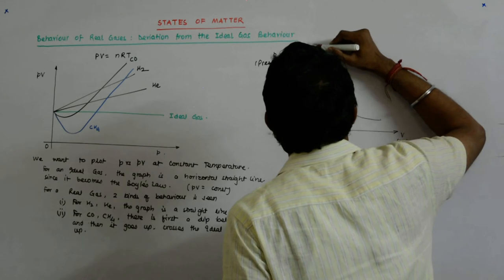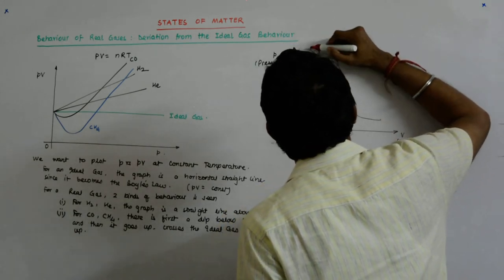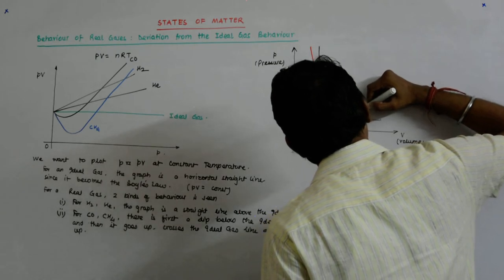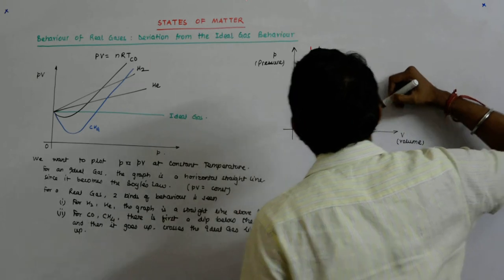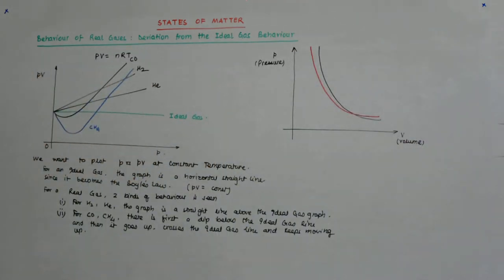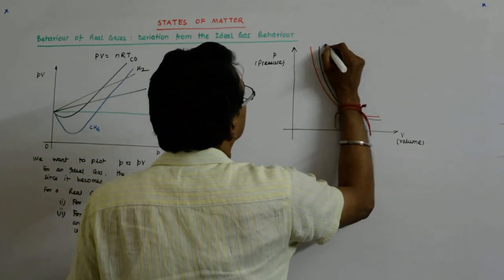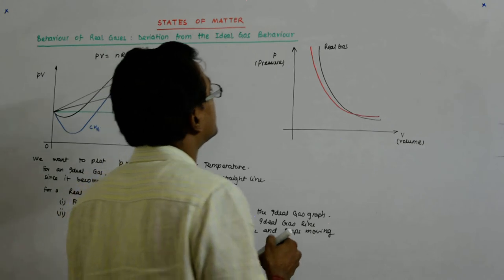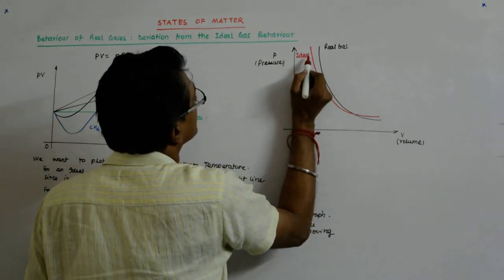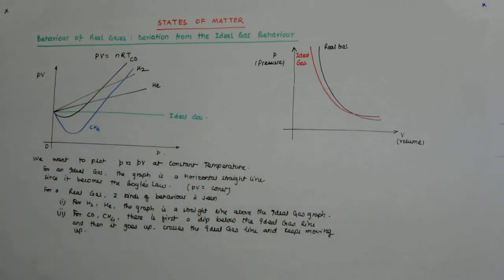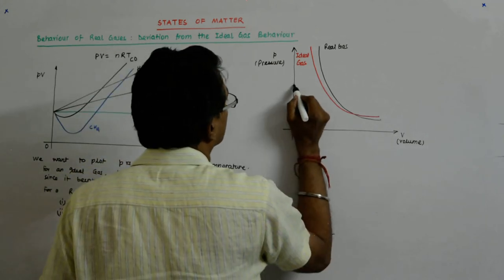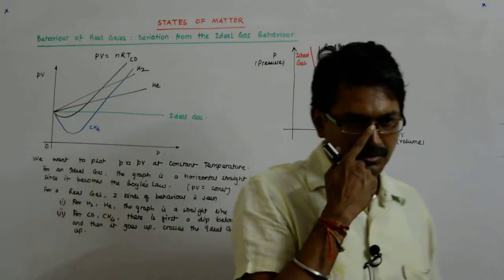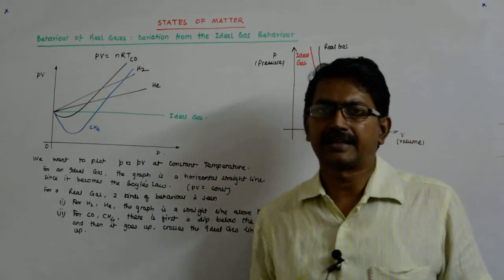If this is how the real gas is, this is how the ideal gas should have behaved. Okay? So this is the real gas, while the red line is the ideal gas. Okay. PV is equal to a constant is a rectangular hyperbola.